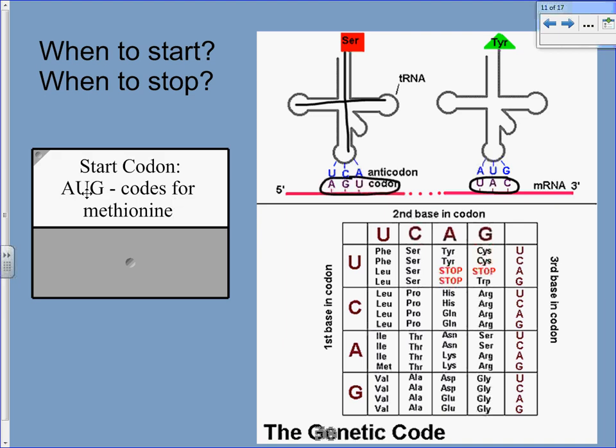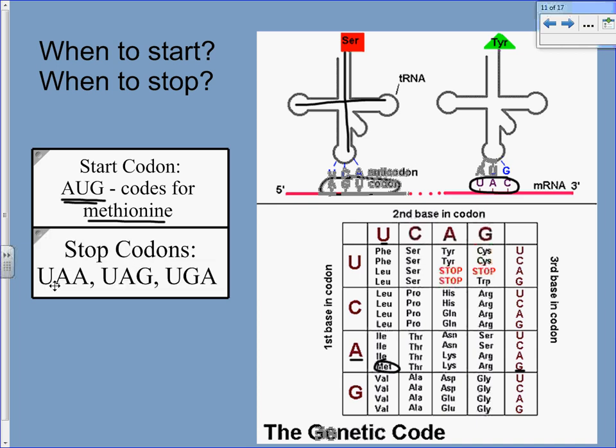We also have codons that tell us when to stop. Obviously, at a certain point you'll need to stop making a protein. Those codons are UAA, UAG, and UGA. If you look over here in our diagram, UAA is a stop, UAG is a stop, and UGA is a stop. As soon as the ribosome reaches one of those 3 codons on the mRNA, it's going to stop making the protein because our protein is done.